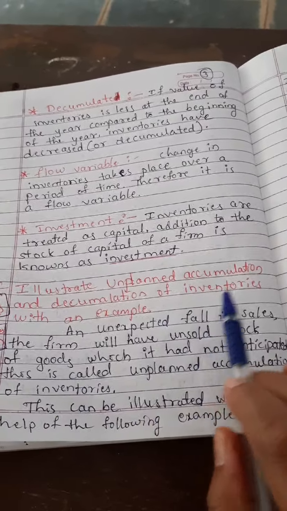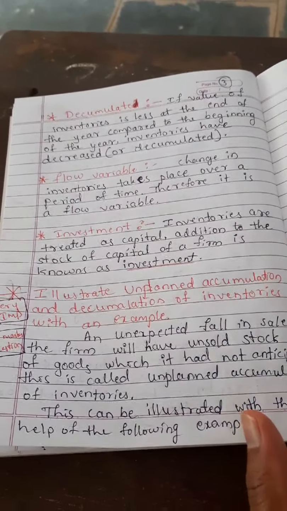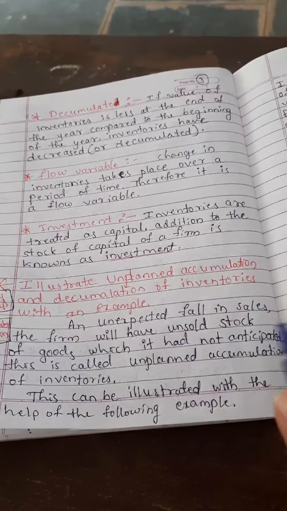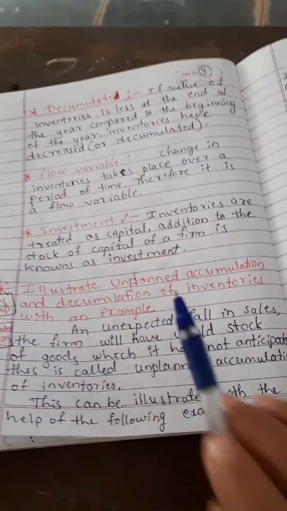There are 2 types. This is a 4 marks question, very important. Unplanned and planned will be compulsory for the annual exam as a 4 marks question, very important. Here, first we study the unplanned accumulation and decumulation of inventories.